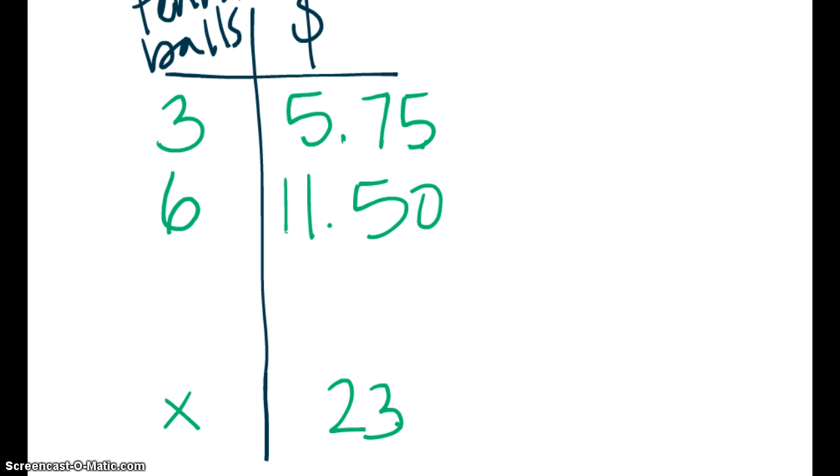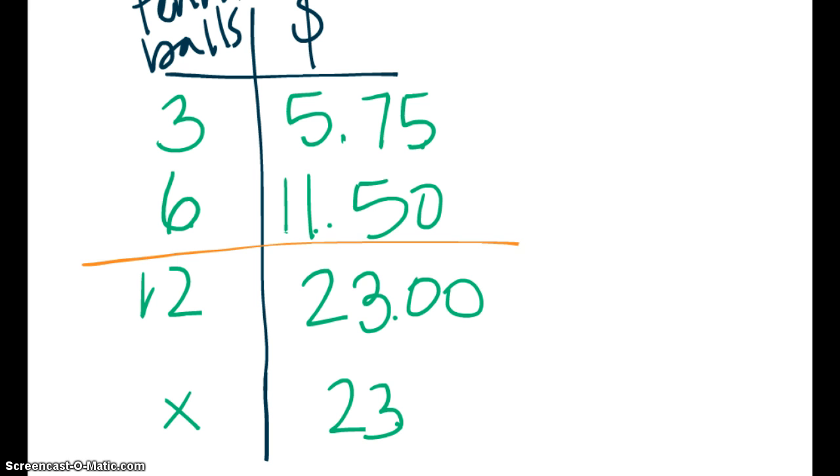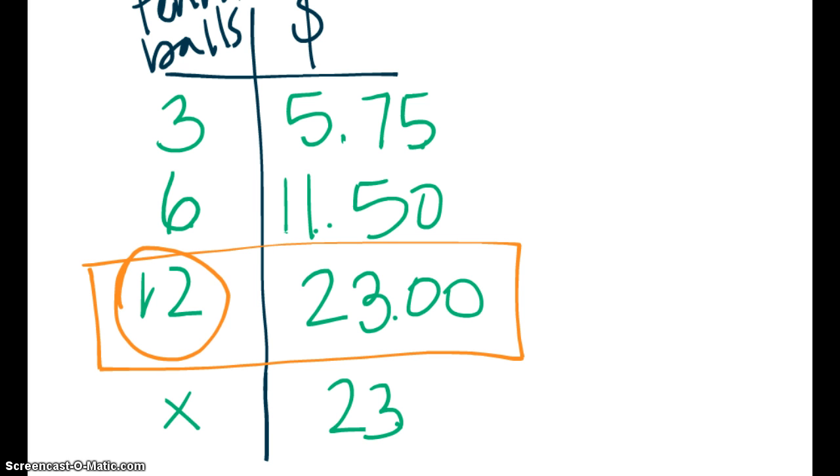That would give me $11.50. All right, I'm not quite to 23 yet, so what would happen if I doubled it again? If I double 6, I get 12, and wait a minute, if I double $11.50, that does give me $23. So how many tennis balls can you purchase for $23? 12 tennis balls. Now, there's lots of flexibility with these ratio tables. I'm very interested to see how many of you came up with different strategies.